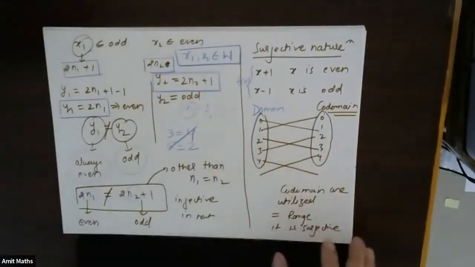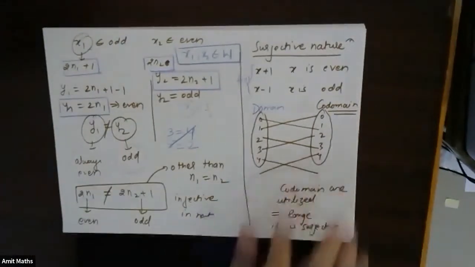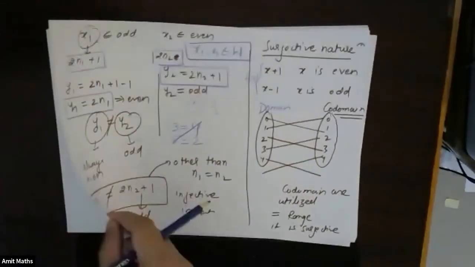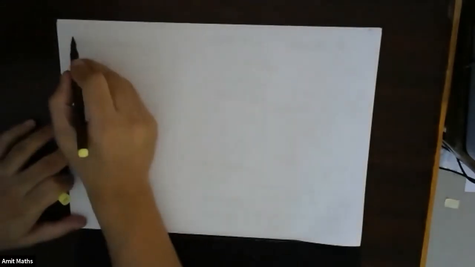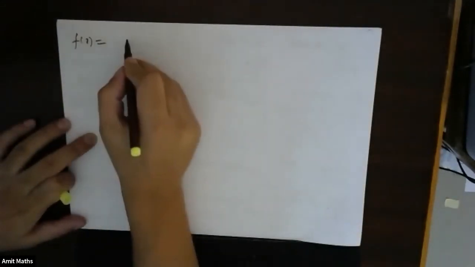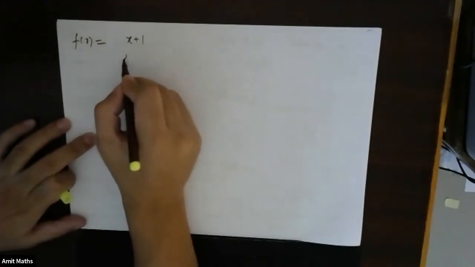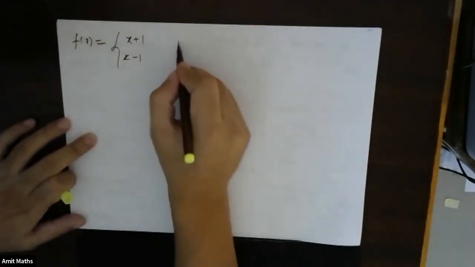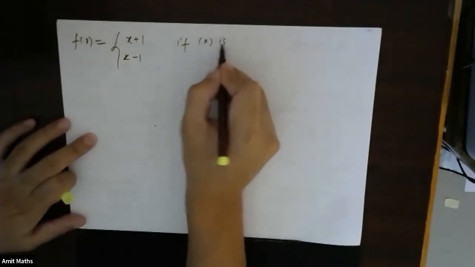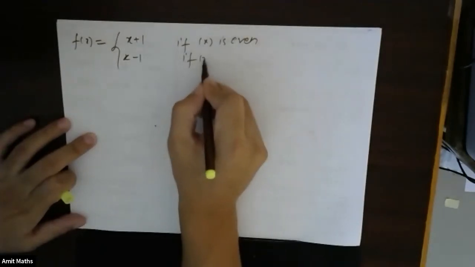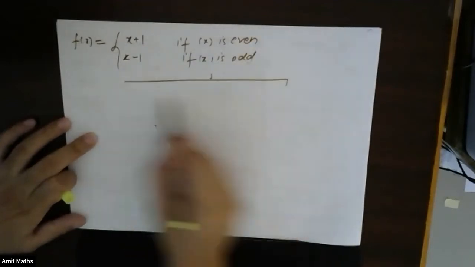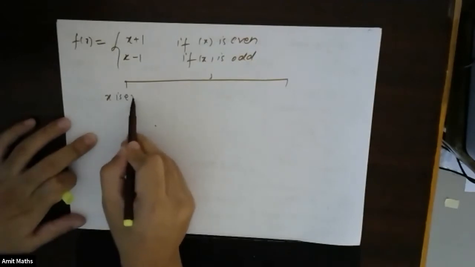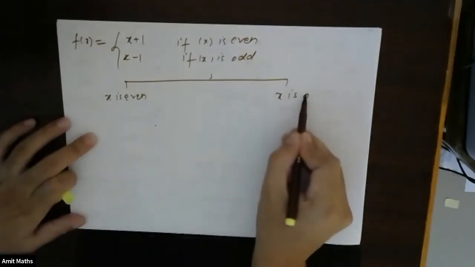I will also tell you the mathematical approach. Now see, the function f(x) was x plus 1 if x is even and x minus 1 if x is odd. So basically, the domain is divided into two parts: x is even and x is odd.